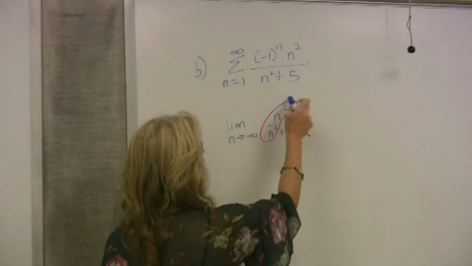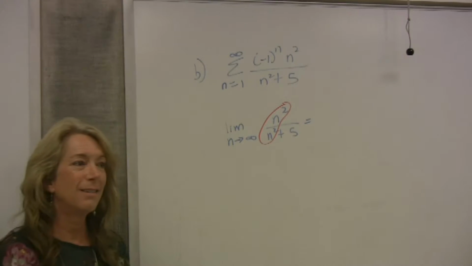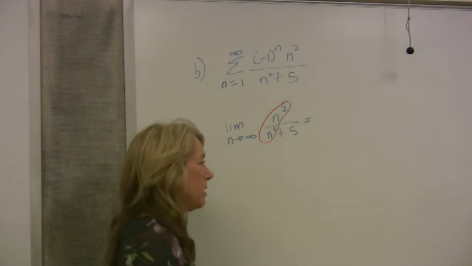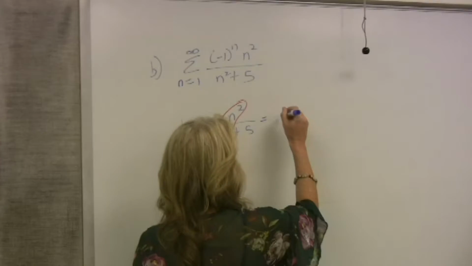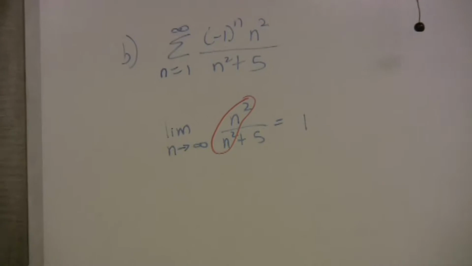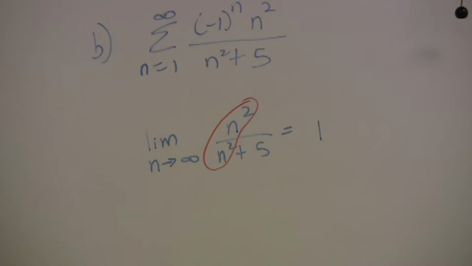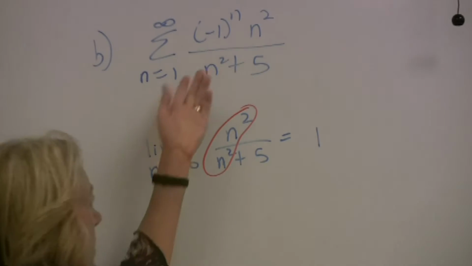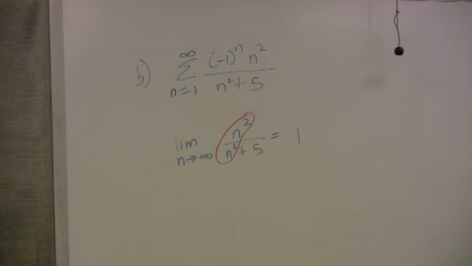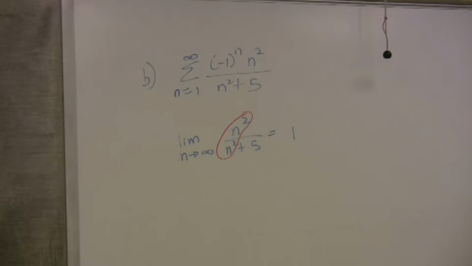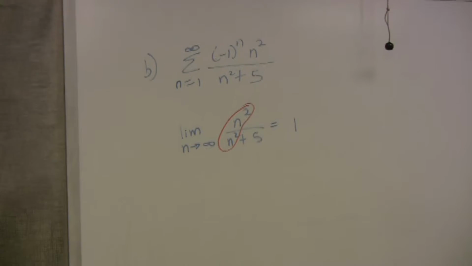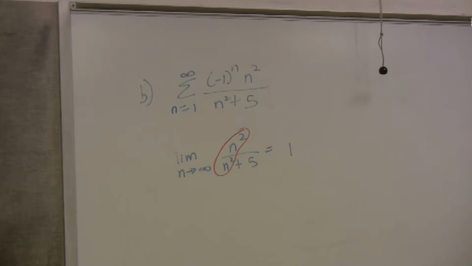It's 1/5. It's not 1/5. It's 1. It's 1, n squared over n squared. If you did L'Hopital's rule, you'd get 2n over 2n, which equals 1. What does that tell us about this series? In the long run, what do my terms look like? The ratio is 1 to 1.